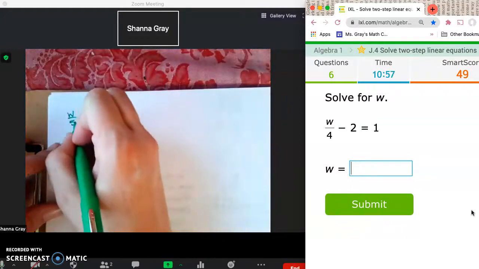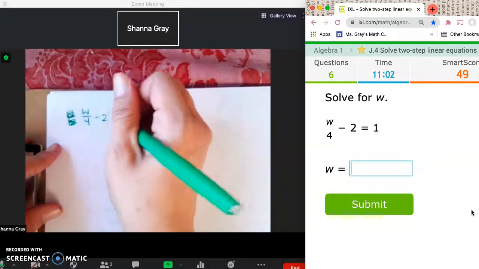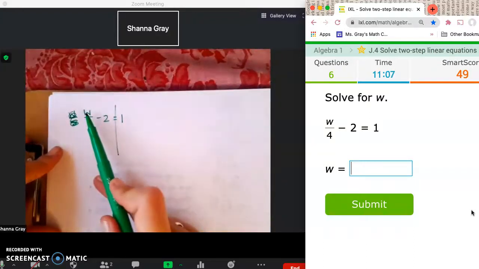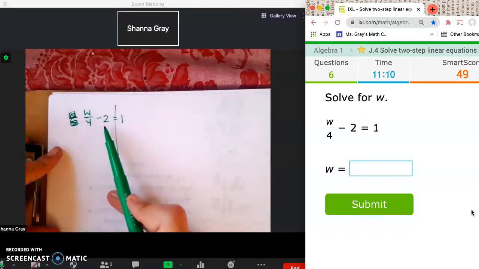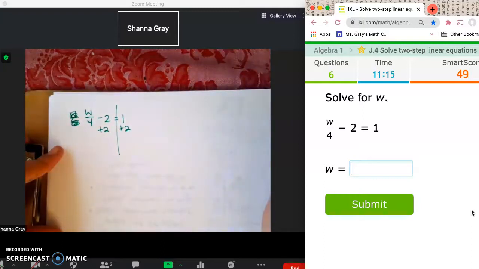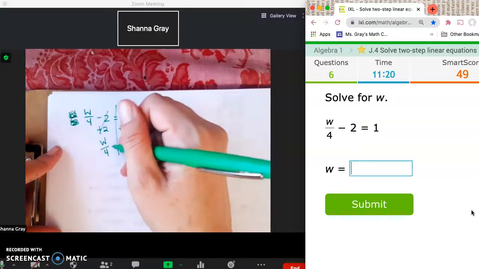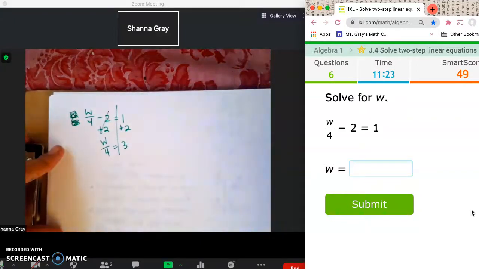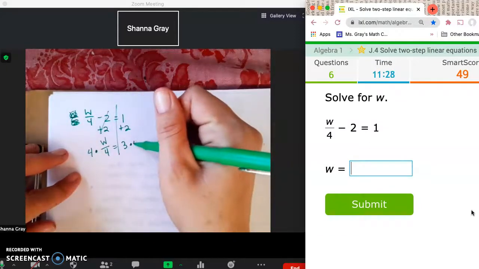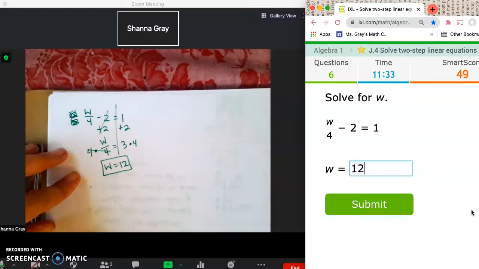W over 4 minus 2 equals 1. So if W is here, the 4 is with it in a fraction, so the number that's farthest away is this minus 2, negative 2. So the opposite is a positive 2. So negative 2, positive 2 cancel out, and I end up with W over 4 equals 1 plus 2, which is 3. And then W divided by 4 means I need to multiply both sides by 4. So I end up with W equals 12.